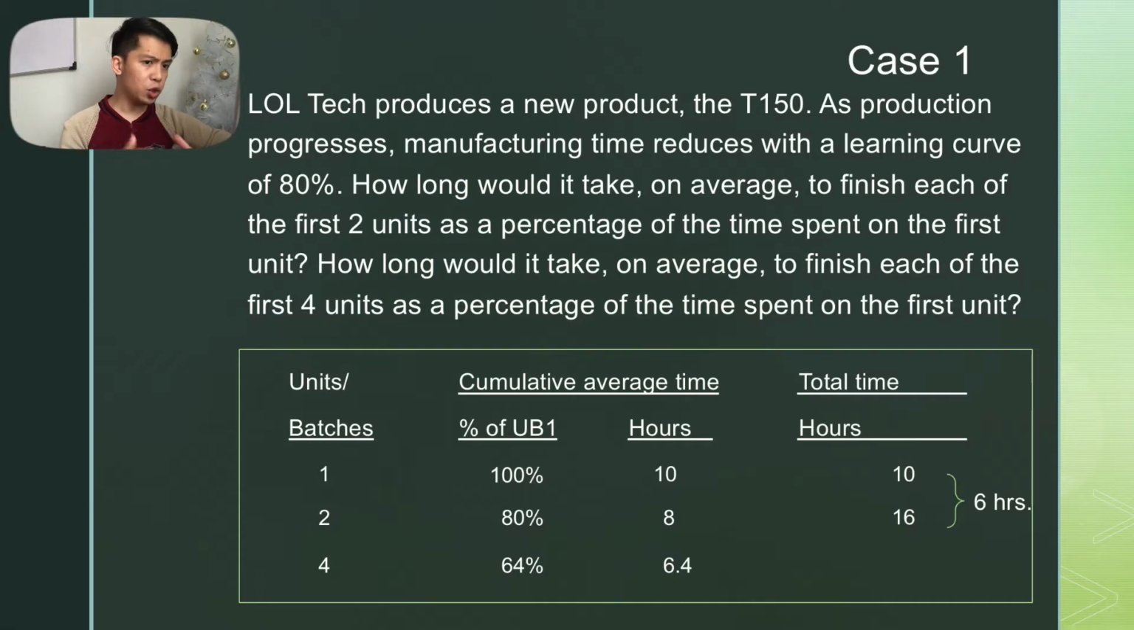Should you want to know the total time needed to produce the 4 units combined? That would be a total of 4 times 6.4, 25.6. So there you go. That is what we mean when we talk about the cumulative average model in learning curve analysis. Let us now proceed to the second case.